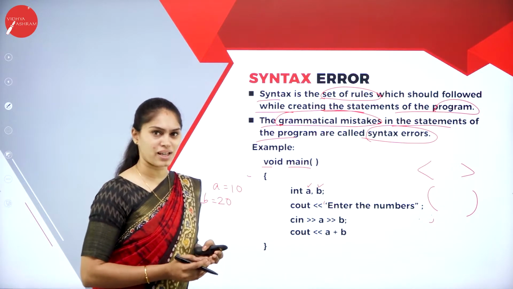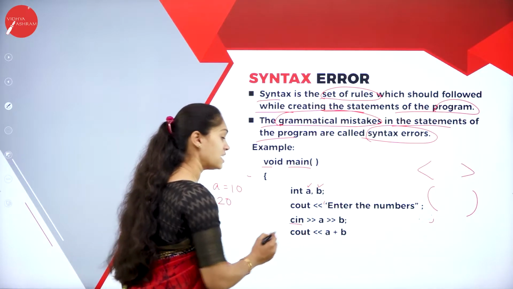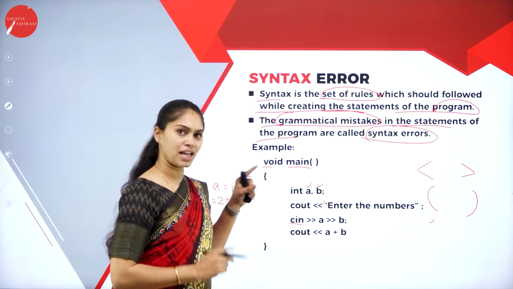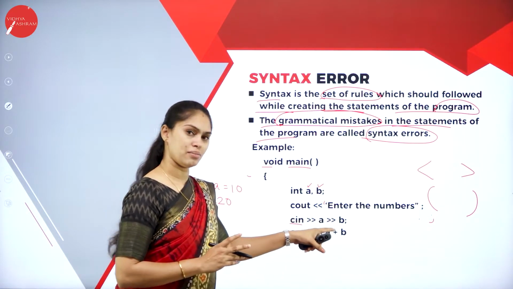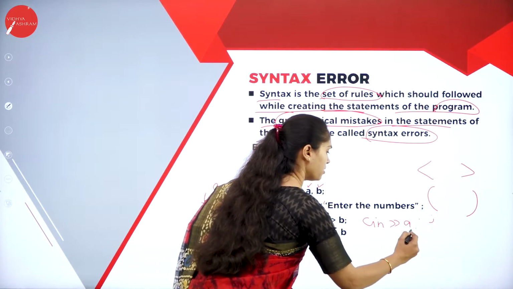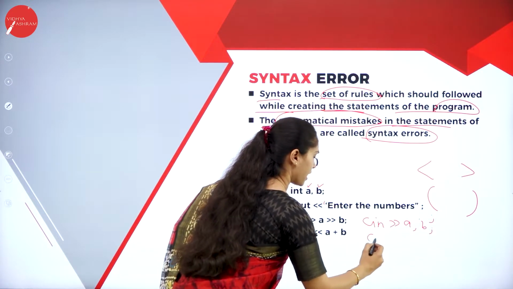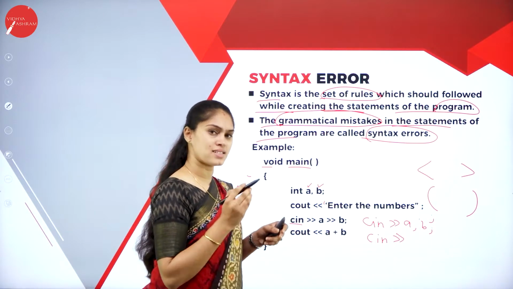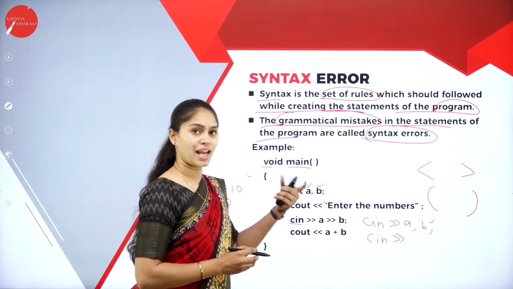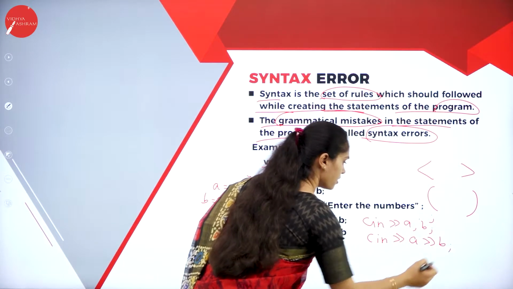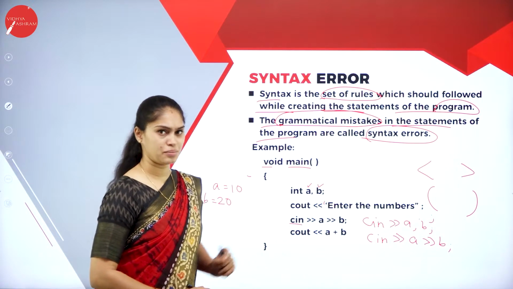How are we going to accept the input? That is with the help of this cin statement. So cin A and B. I am taking two values, A and B. Okay, don't write like this: cin A comma B. Instead of that, if you are taking more than one variable as input, that is known as input cascading. So it has to be like this: cin A and B.